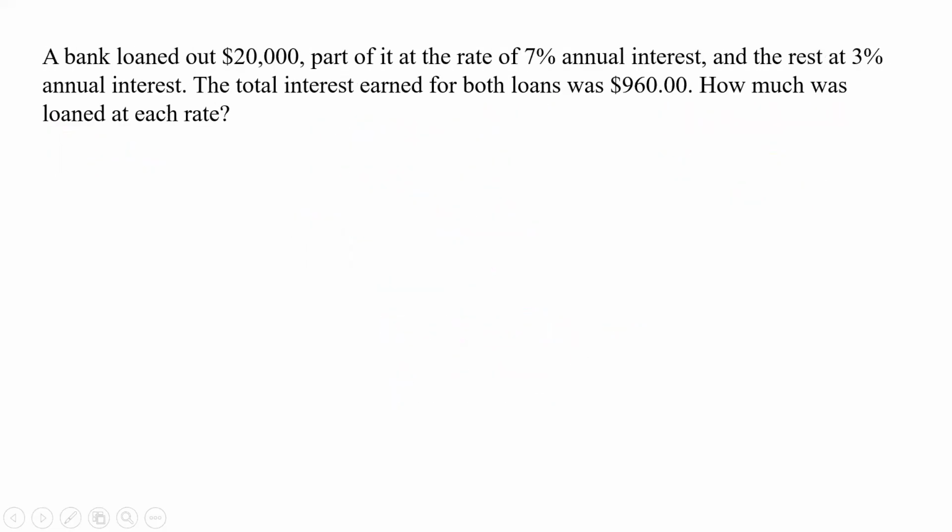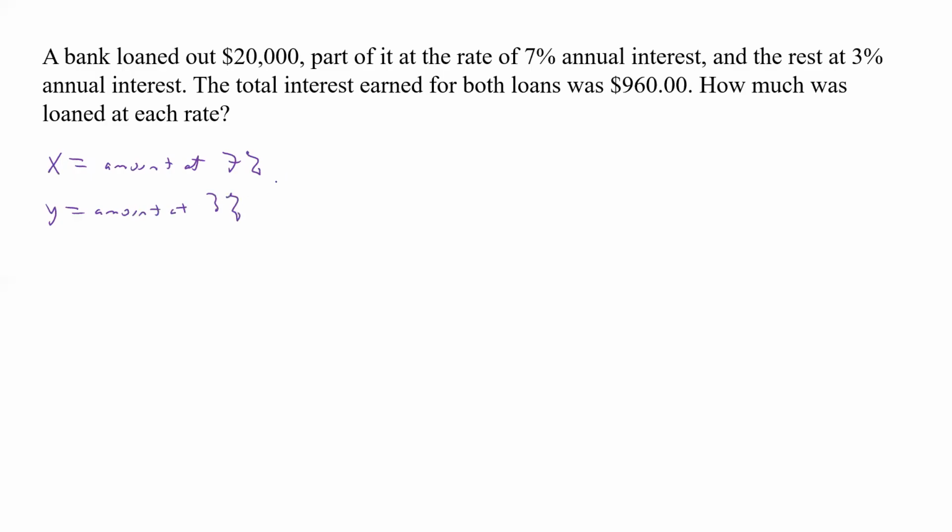All right, here we have a bank loaned out $20,000, part of it at 7%, the rest at 3%. The total interest earned for both loans was $960. How much was loaned at each rate? Well, let's say X equals amount at, let's do the 7% first. Y equals the amount at 3%.